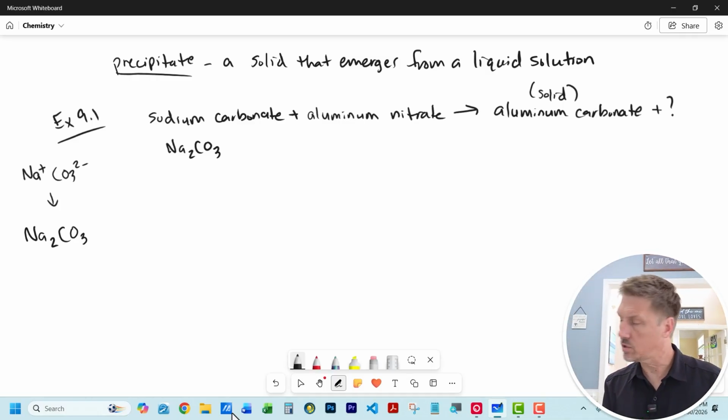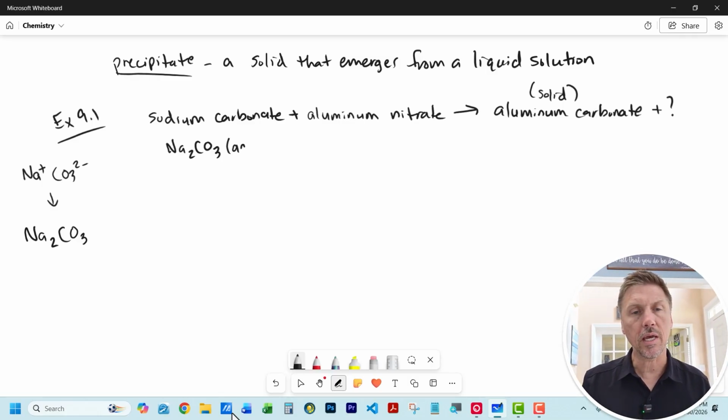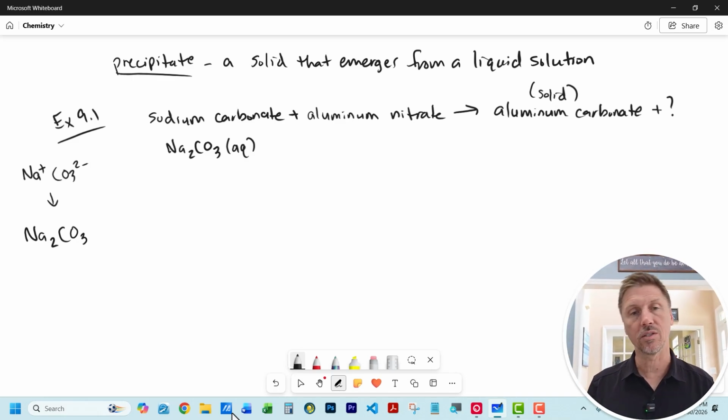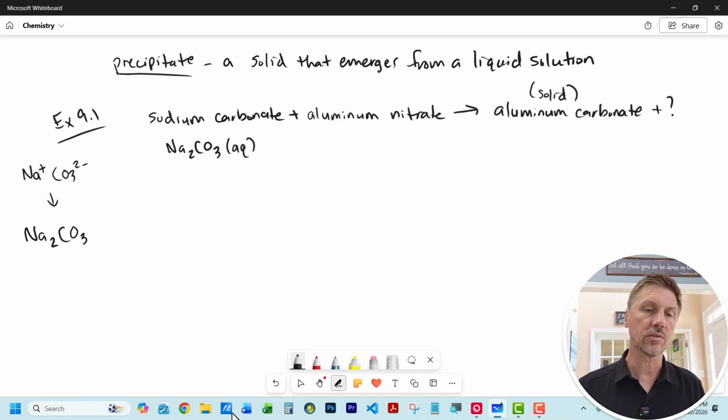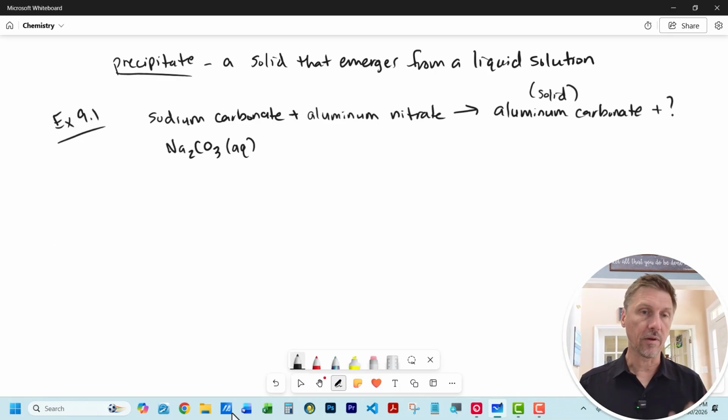They tell us that a solution of sodium carbonate, when you hear solution, this is going to be aqueous as our phase, because aqueous just means it's something mixed with water, right? That is a solution. So this is aqueous. And the aluminum nitrate is going to be aqueous as well. So we can put that down there as our phase whenever we figure out what the formula is for that.